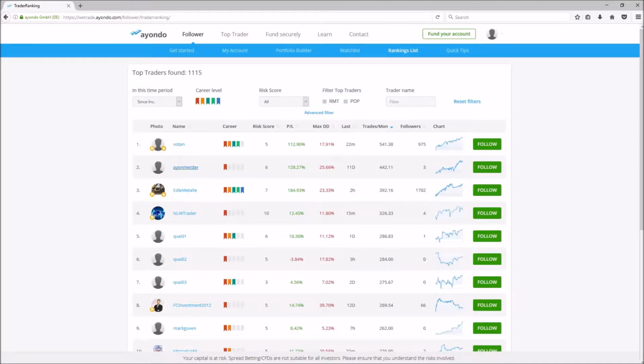The one below, you can see Ayon has turned in 128% profit, so that's pretty chunky gains, but doesn't have an R next to their name, so they're not a real money trader. So that's all been done on a demo platform.